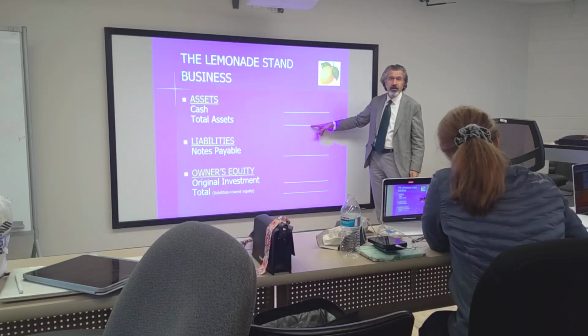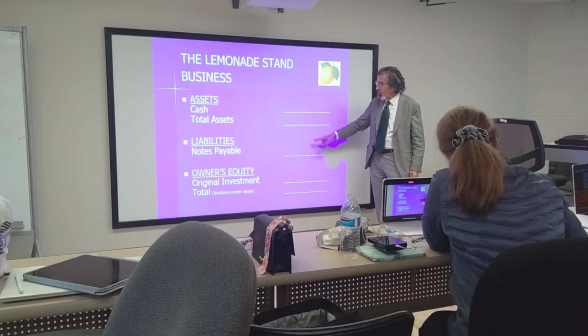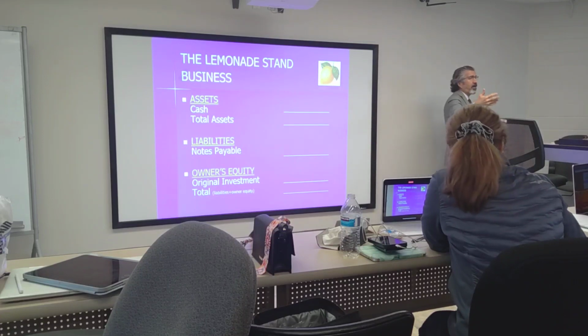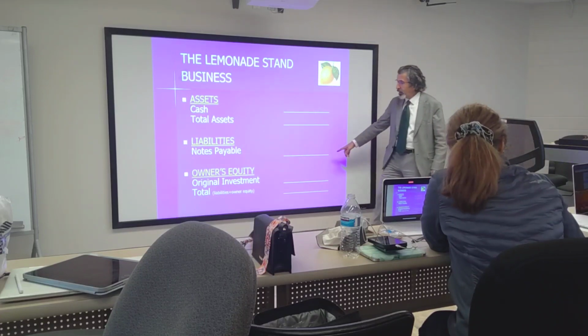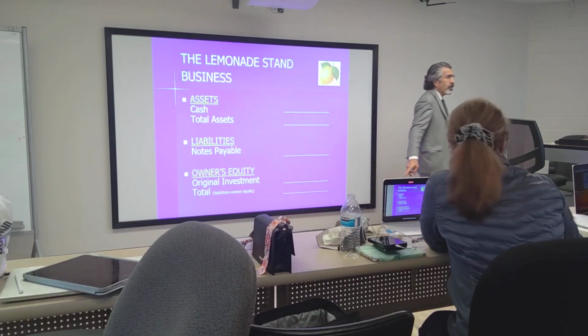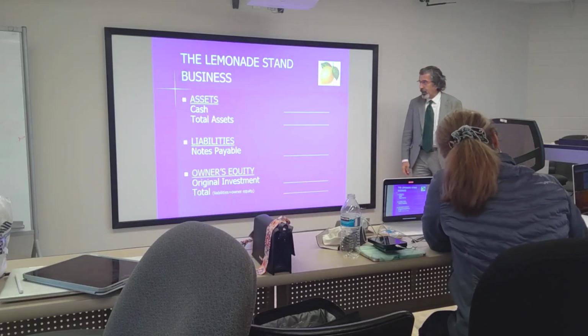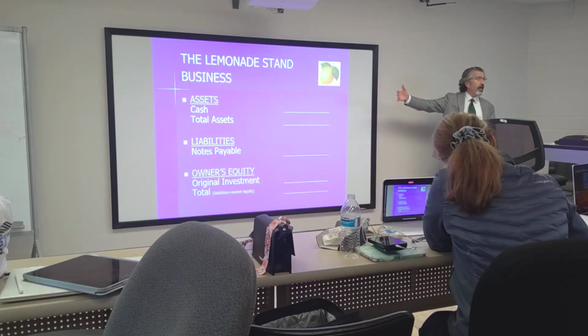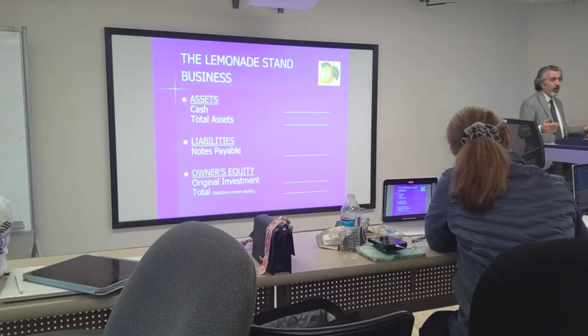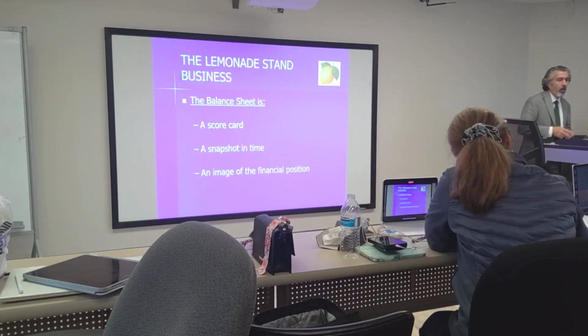Total assets is how much? $15. What are your liabilities? You have a note payable to parents for $10. What is your shareholder equity? $5. That's your own money. Total? 15. So your assets, once again, equal your liabilities and your shareholder equity. There is no other option. The equation always holds.